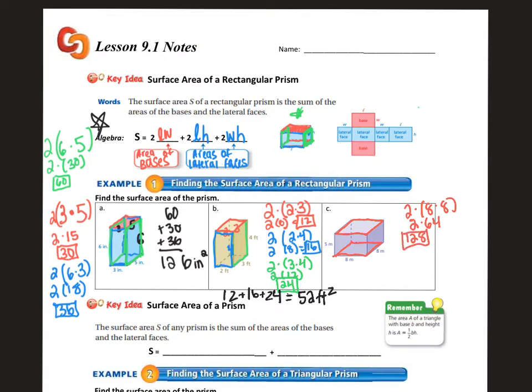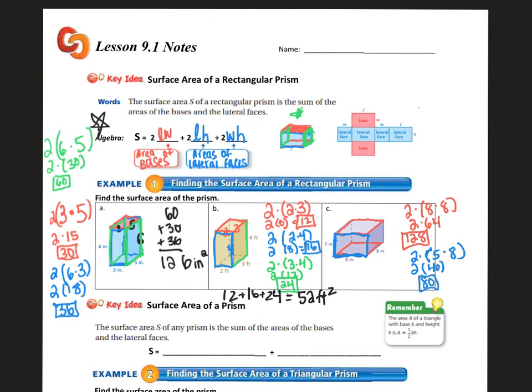Okay, next I'm going to do the front face, which is 5 times the bottom, which is 8, and so 2 times 5 times 8. It does not matter which order you do these in, just make sure you're getting all of them. So I get 2 times 40, which is 80.